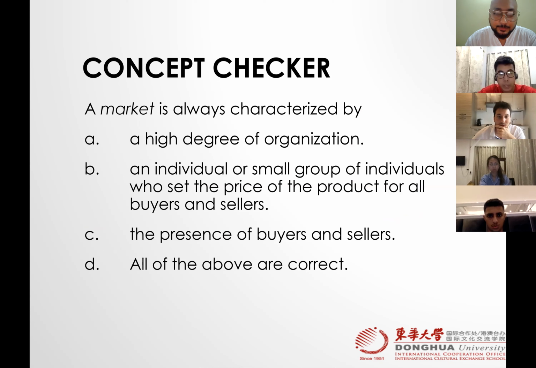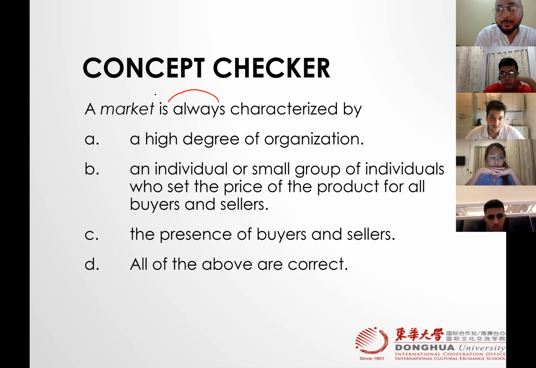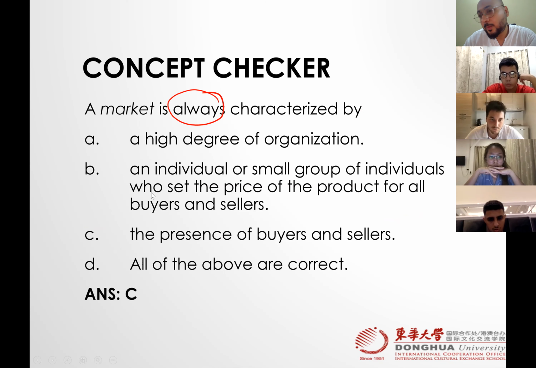I think all are correct. What about you, Mirko? Remember the keyword here is always. So I would say C, the presence of buyers and sellers, because B is not a free market, not a competitive market, since an individual or group of individuals set the price. For example, government intervenes in the market. Exactly. That is also a kind of market, but it's not the case of always.